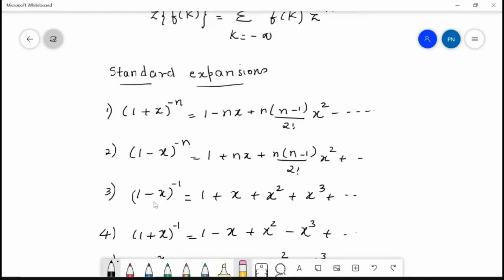In most of the problems, we're making use of these binomial expansions only. In most of the problems, we're making use of 1 minus x raised to minus 1 or 1 plus x raised to minus 1, or these two. So these 4 will be the most commonly used expansions. Sometimes you get sine, log and all, not always. Very few problems have log and sine. Otherwise, all the other problems are based on these binomial expansions.